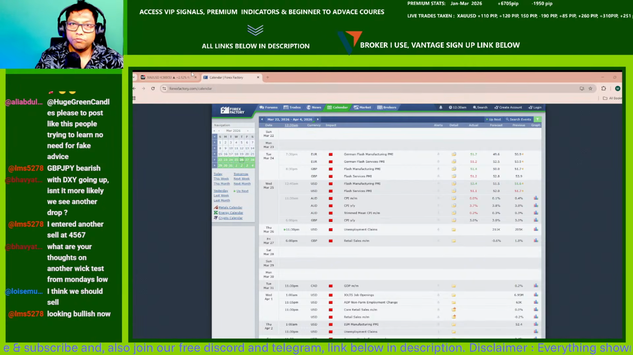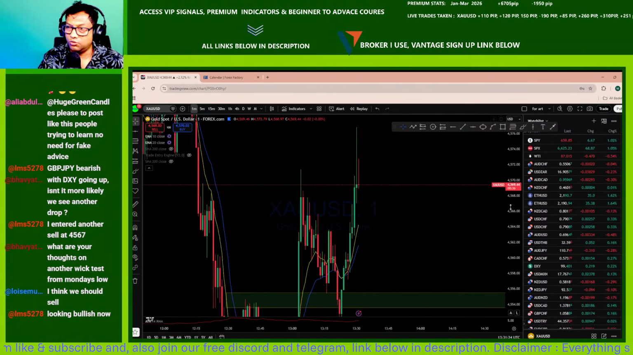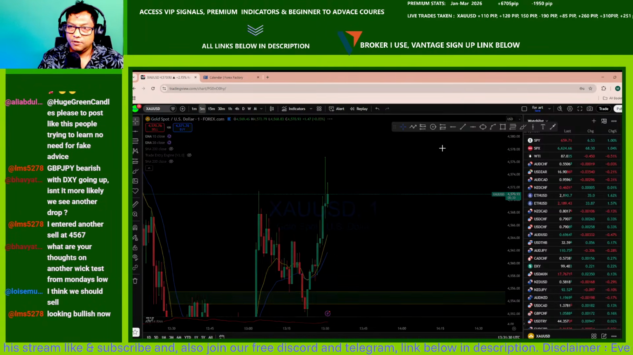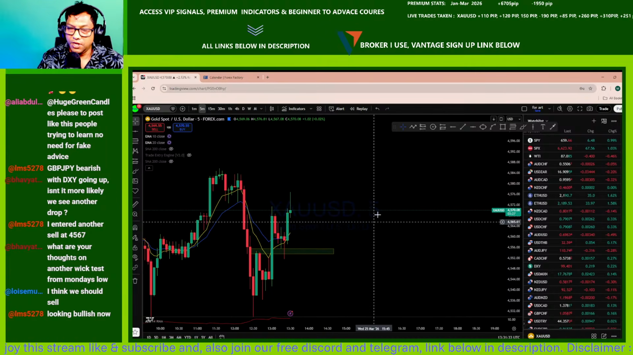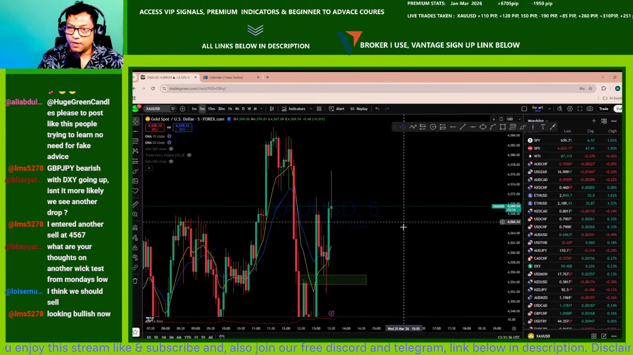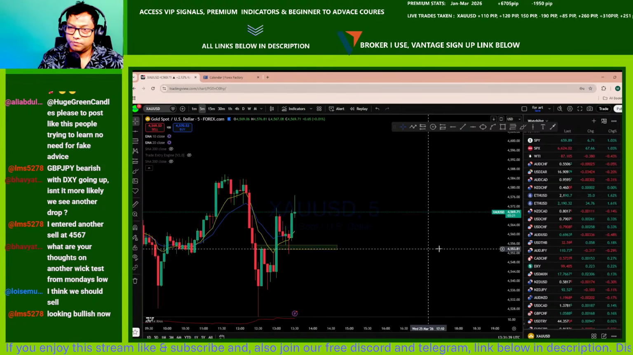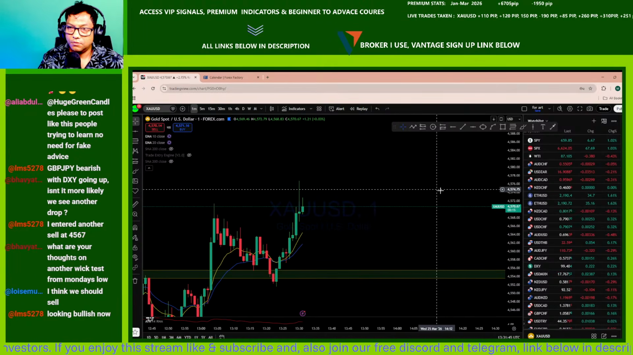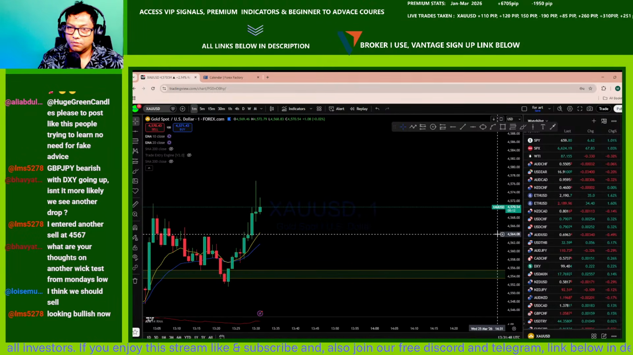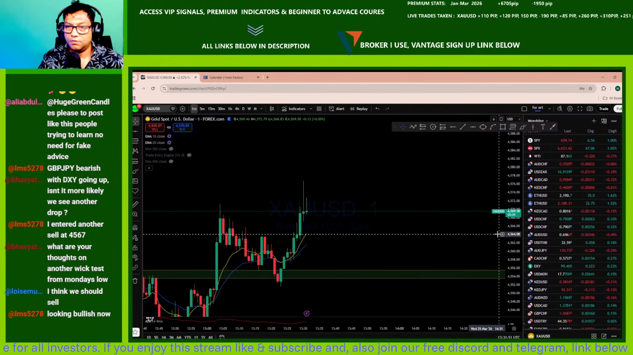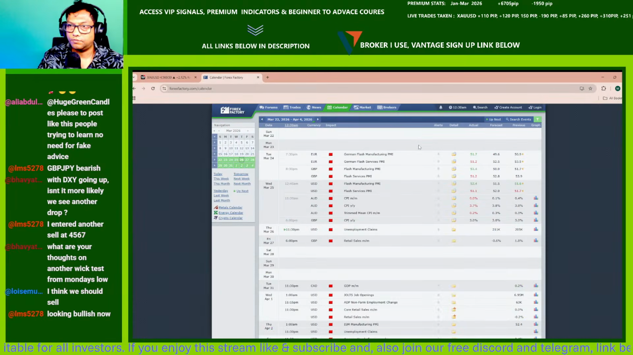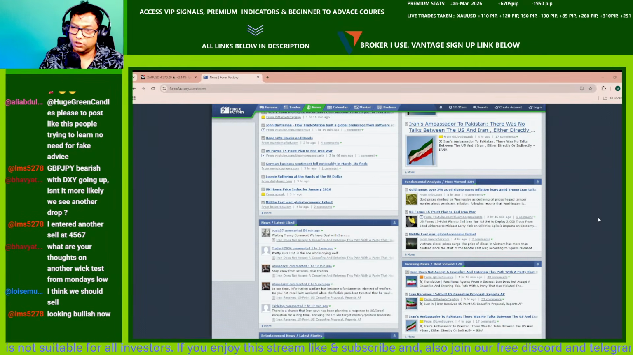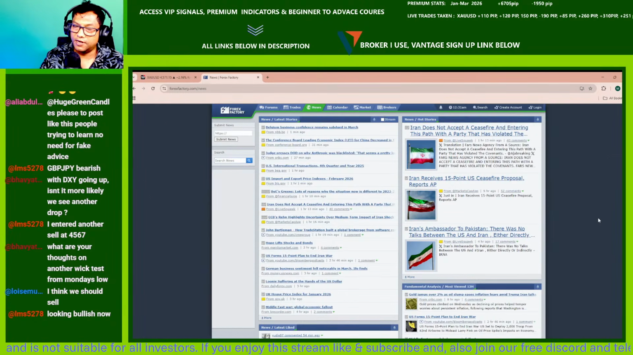looking bullish now. Yeah, we can see that's where it happened. So this zone has entirely broken back to the upside, so that may continue from this support. So always keep an eye on what is happening so that you have a better understanding of the market.